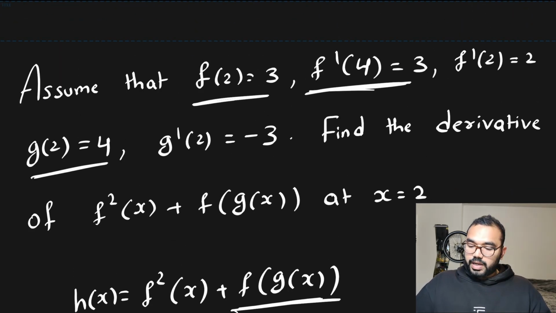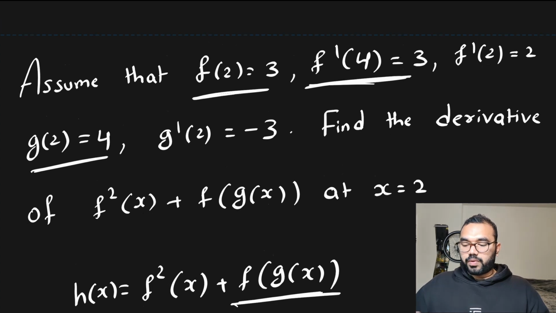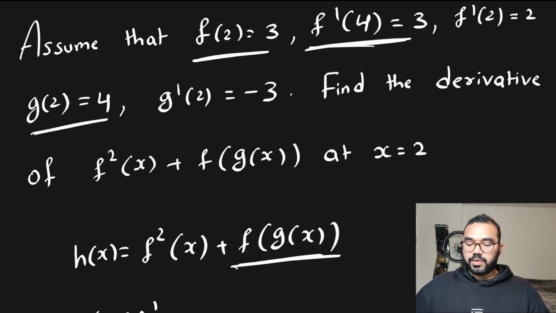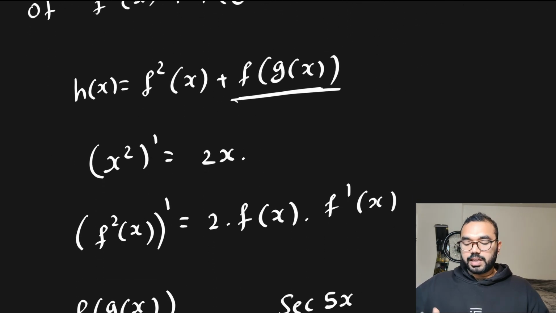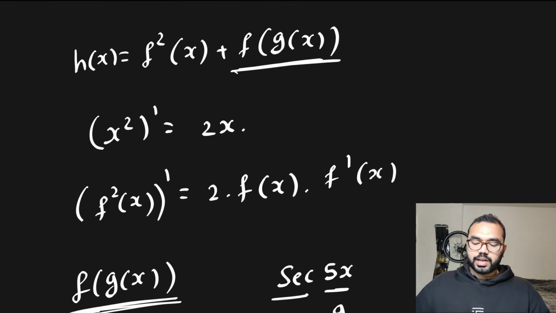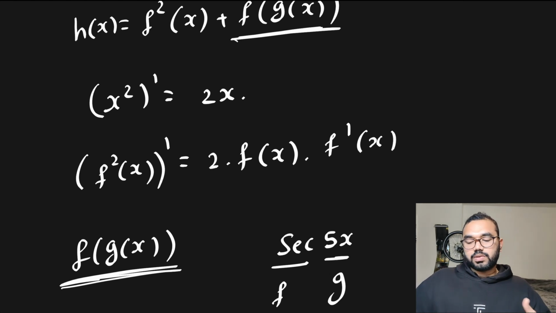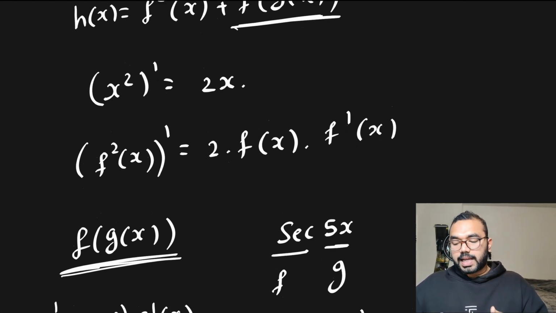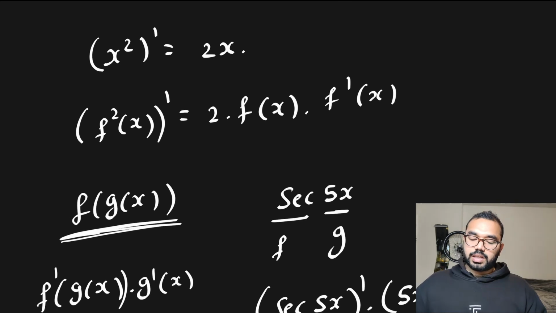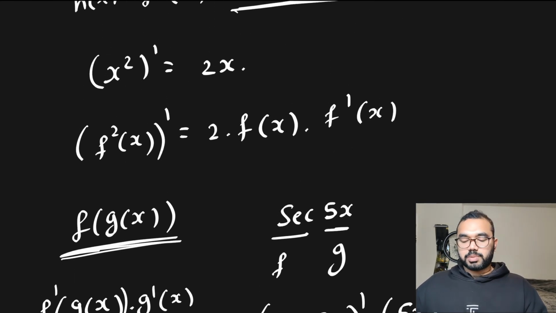So let's review what we did. We are given a bunch of data: f of 2, f prime of 4, g of 2, g prime of 2, and we are asked to differentiate f square of x plus f of g of x. We considered the entire given function as h of x. F square of x is the same as x square, but instead of x we have a function f of x. So like how the derivative of x square is 2x, the derivative of f square of x is 2 times f of x times the derivative of f of x. So that's 2 times f of x times f prime of x.